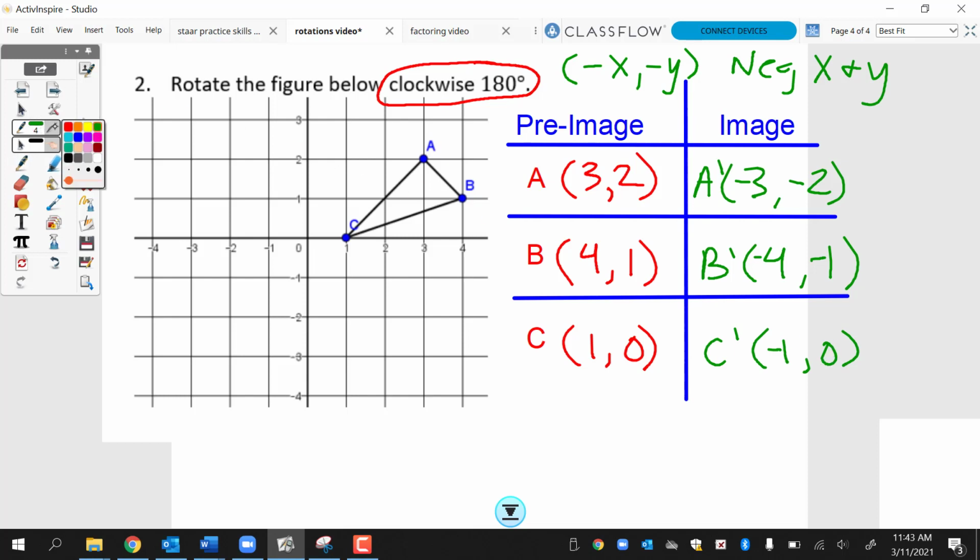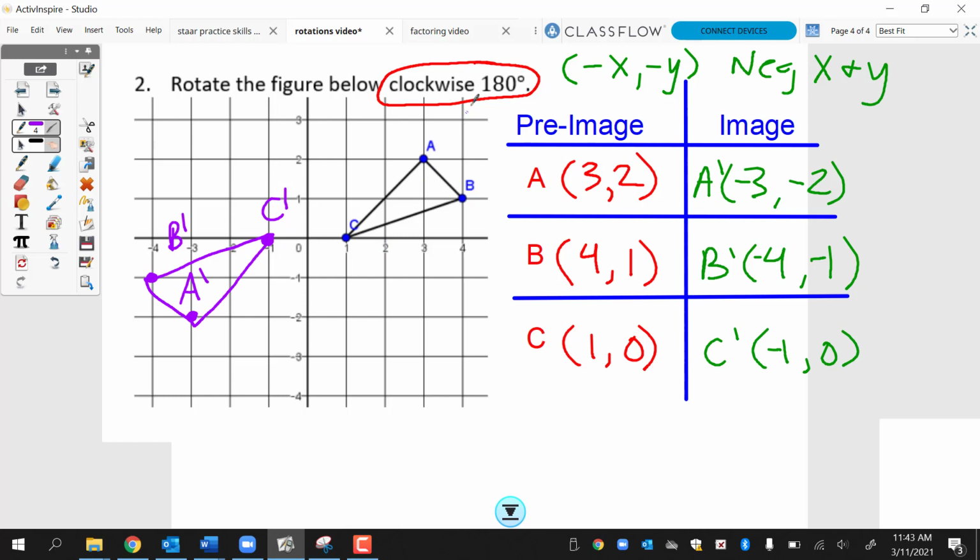And now we are going to graph it. So A is at negative 3, negative 2. A prime. B is at negative 4, negative 1. B prime. C is at negative 1, 0. So it stays there. And we connect our points.